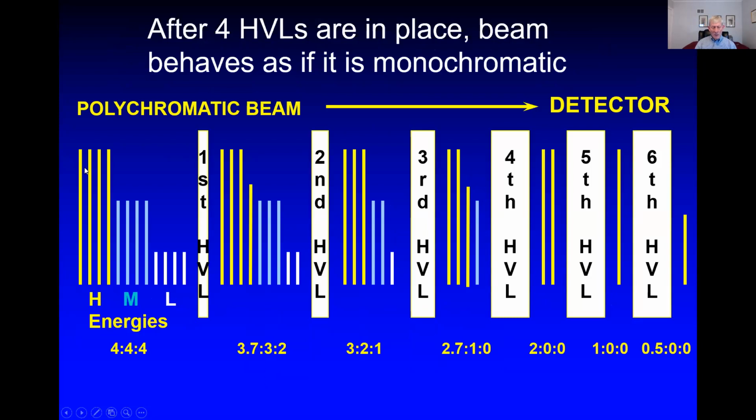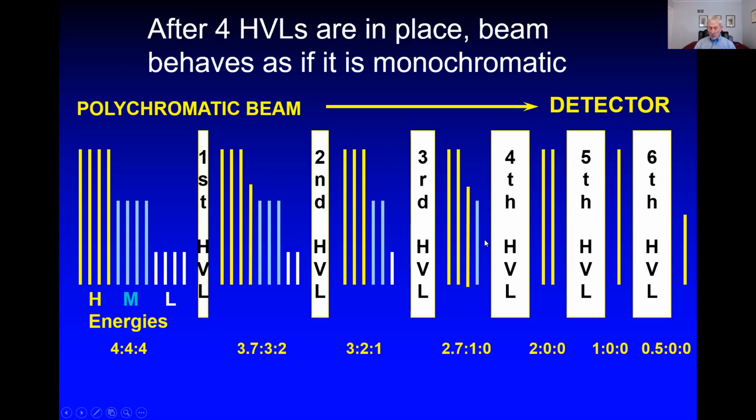We start with 4 high, 4 medium, and 4 low energies. The first layer cuts out half of the total, but look what it did. It only got rid of 1/16 of the high energy, 1/4 of the medium, but half of the low. The second layer is going to be thicker. That got rid of 1/4 of this, 1/2 of this, and 1/2 of this.